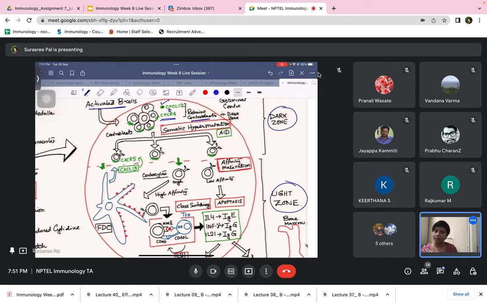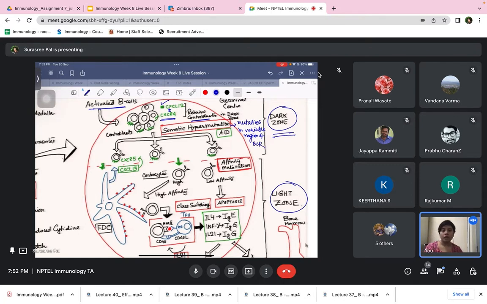One is somatic hypermutation and the other one is class switching, right? What is somatic hypermutation? This is taking place in the dark zone of the germinal center, where the centroblasts or the activated B cells will undergo mutation in the variable region of their B cell receptor. Okay, so somatic hypermutation is random mutations in the variable region of their receptor, of the BCR.